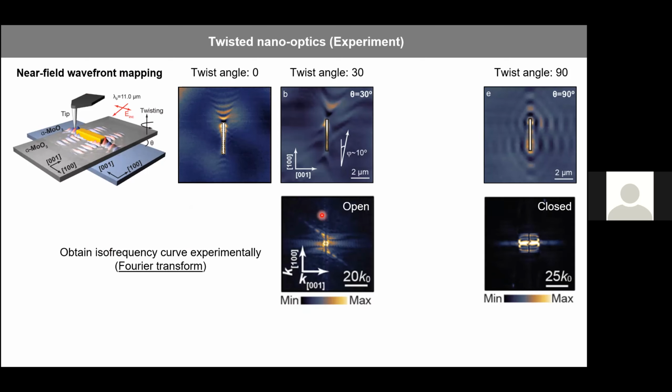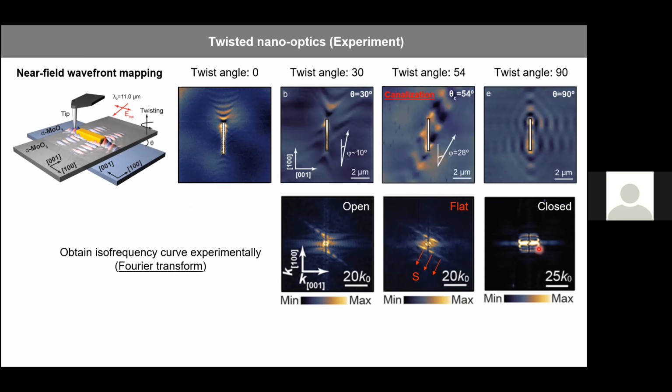So correspondingly in K-space, we still have this open hyperbola as the isofrequency curve, but it is tilted a bit. And if we further increase the twist angle to 90 degrees, we find this closed wavefront in real space fits quite well with the numerical simulation I showed you before. And in K-space, we have this closed isofrequency curve. So that means we can exactly observe this topological transition from open hyperbola to closed one in the measurements.